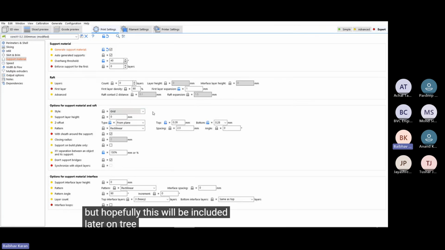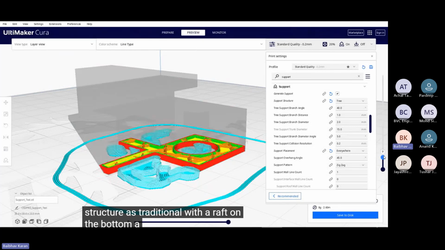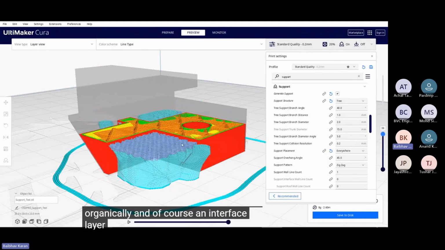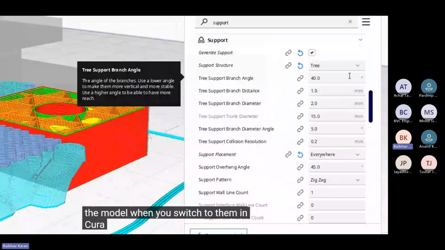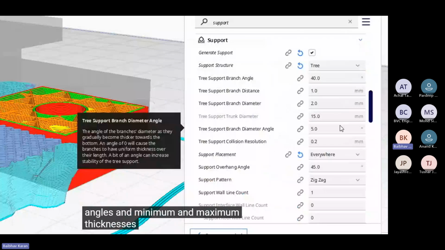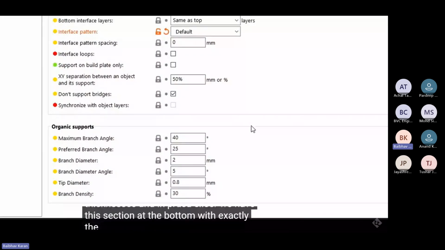included later on. Tree supports might look different, but they still have the same structure as traditional, with a raft on the bottom, a midsection that flows more organically, and of course an interface layer on top to touch the underside of the model. When you switch to them in Cura, you get some specific settings for angles and minimum and maximum thicknesses, and in Prusa Slicer we have this section at the bottom with exactly the same type of thing.